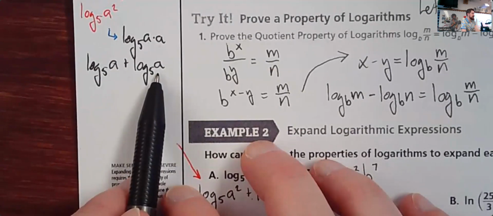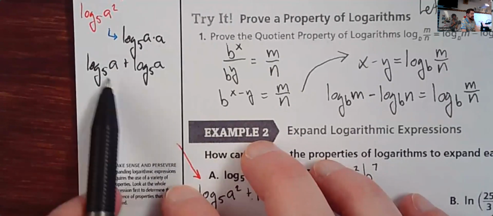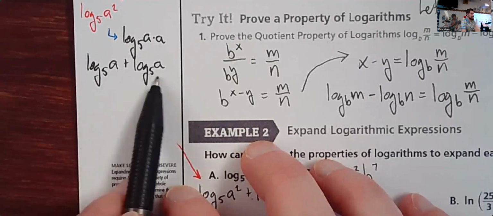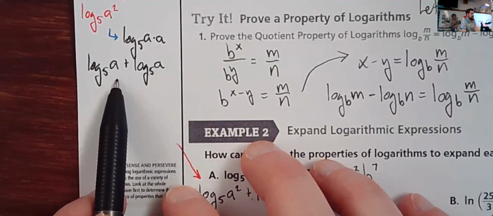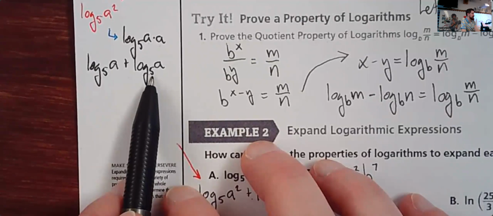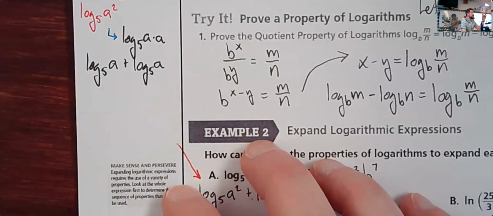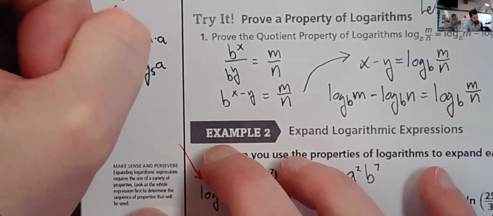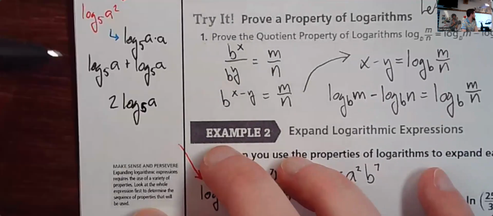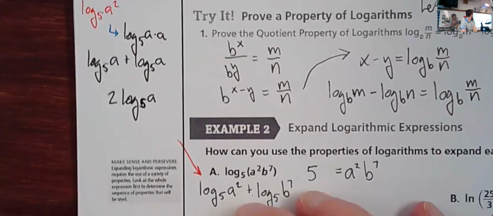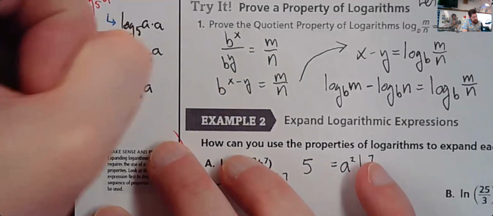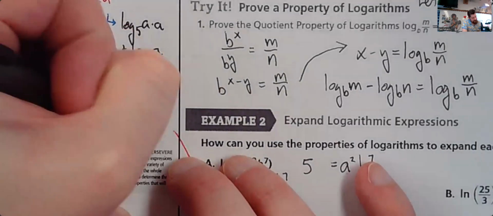Are there any questions about that? If you have a product here, you can add the logarithms. How many of these are there of that exact same thing? Log base 5 of a and log base 5 of a. How many of those are there? 2, right? There's one here and there's one here. So we could write 2 log base 5 of a, because there's 2 of them. Which means that 2 log base 5 of a equals log base 5 of a squared.